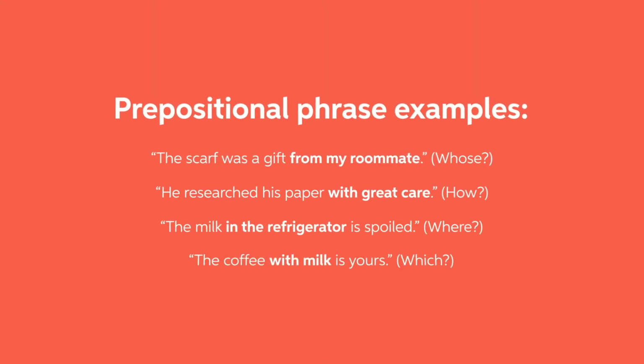It might be helpful to remember that the subject of a sentence will never be in a prepositional phrase. Here are some additional prepositional phrase examples in which the phrase functions as either an adjective or an adverb would.